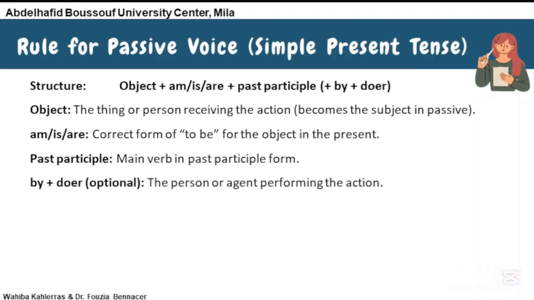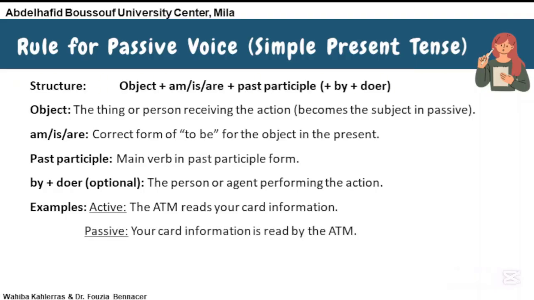We do not really care who is performing the action as long as it is clear. For example, the ATM reads your card information. Subject, the ATM; verb in the present, reads; your card information is the object. If I want to transform this sentence into the passive, I have to invert subjects and objects. So I start with the object and say your card information.